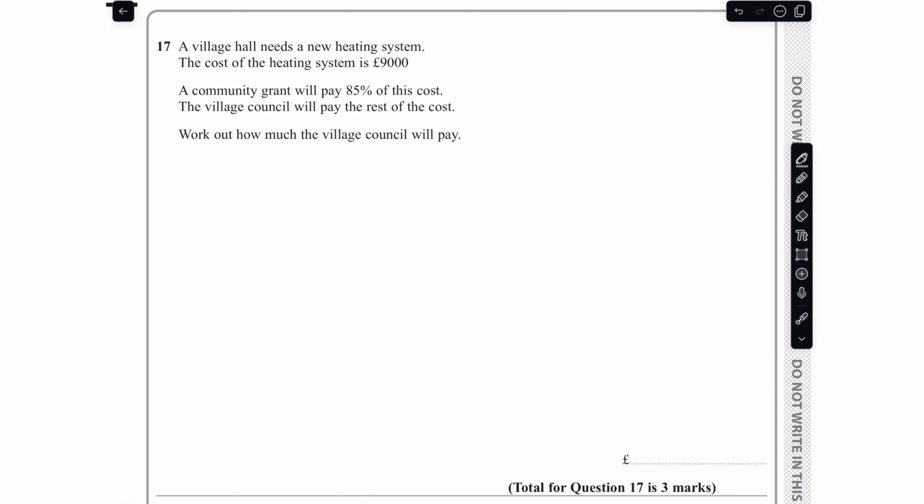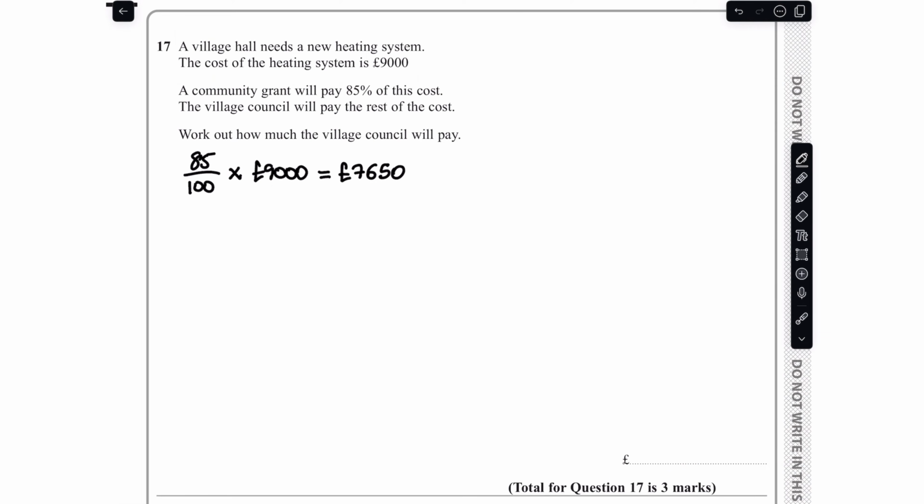So remember that 85% is just 85 over 100. So 85 over 100 multiplied by £9,000 gives us a value of 7,650 when you put that into your calculator. And so that represents how much the community grant will pay.